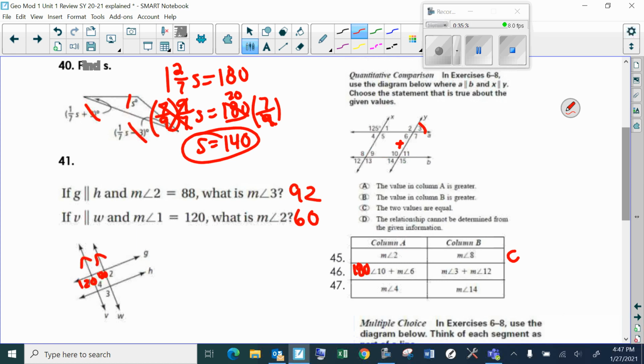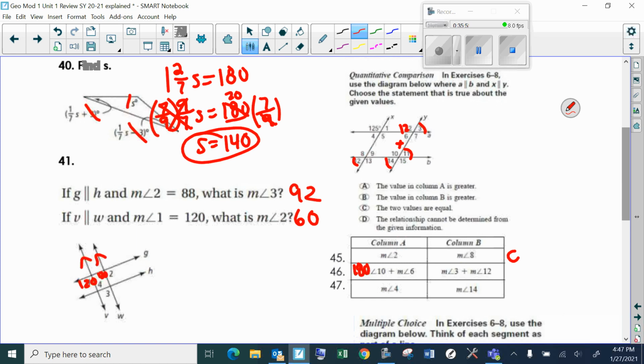3 right here. Oh, we have to work our way around. So that's equal to that. That's equal to that. And this is equal to that by corresponding. So you have the vertical angle theorem and then corresponding. So 3 and 12 are equal. Now, we don't know what they are, oh, we can figure out what they are.